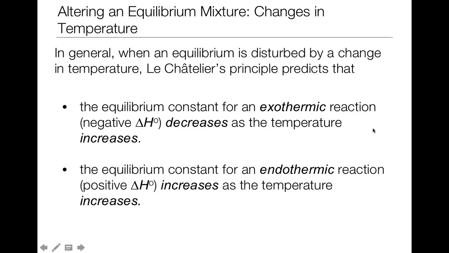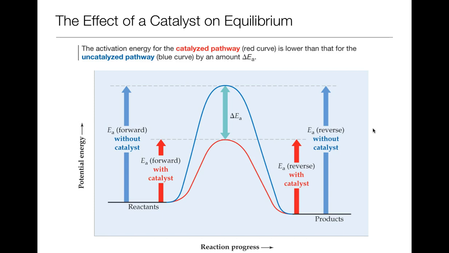In general, when an equilibrium is disturbed by a change in temperature, Le Chatelier's principle predicts the following, so let's go through it slowly. The equilibrium constant, Kc, for an exothermic reaction, a negative delta H, decreases as the temperature increases. The equilibrium constant for an endothermic reaction, positive delta H, increases as the temperature increases. So let's make sure that makes sense.